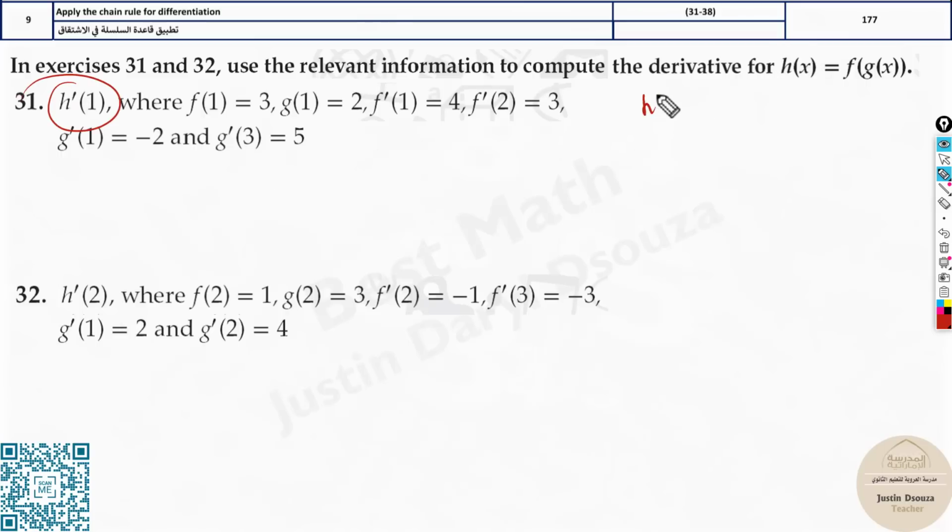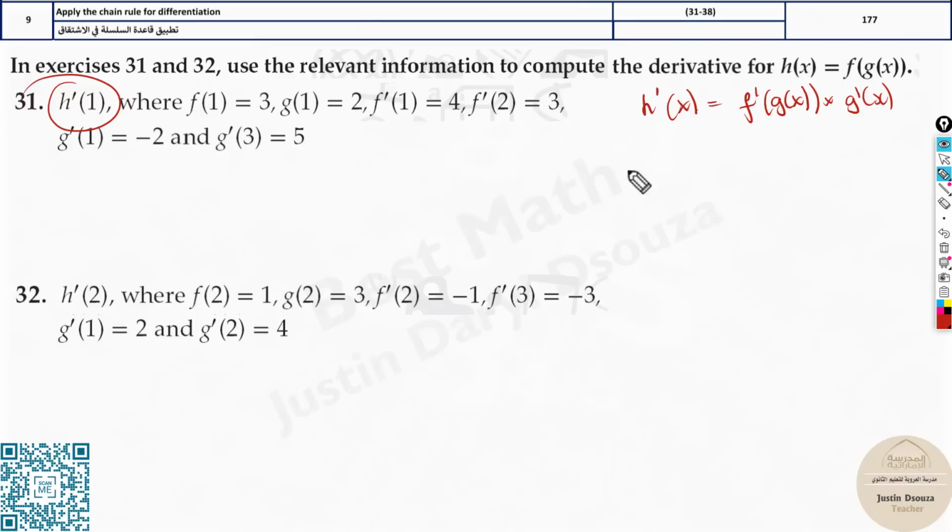So the derivative, h prime of x, would be equal to, now this is the outer function f. The outermost function is this f. So first derive it, f prime of g of x. Then what do we need to do? Derive whatever is inside, that is g prime of x. So this is the condition of what we got.